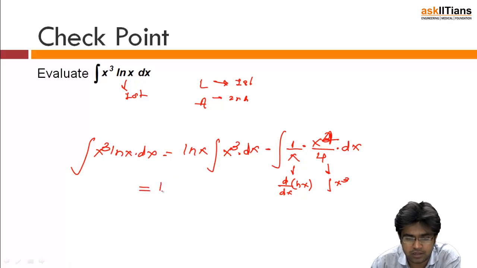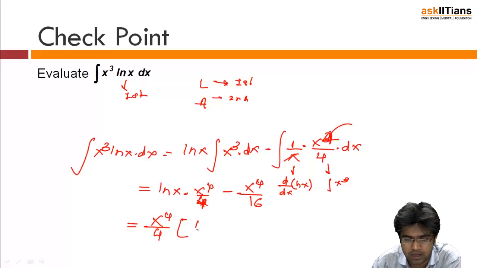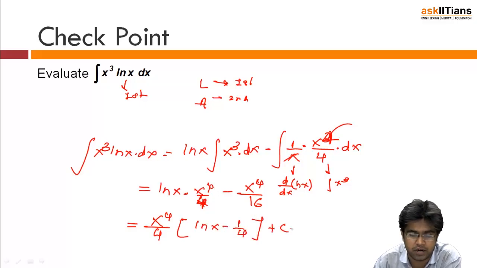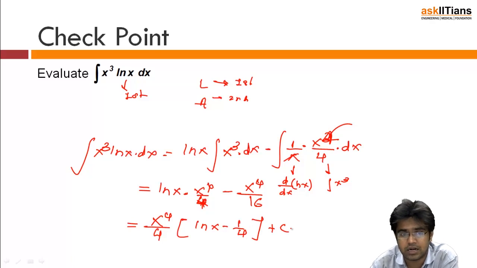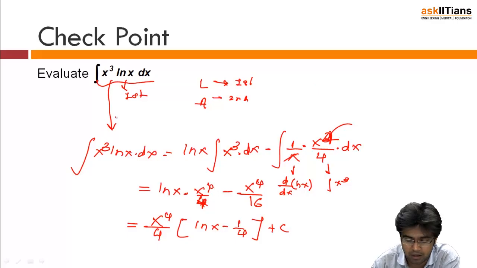So upon integrating further, I am going to get ln x into x to the power 4 by 4 minus, x and x will cancel out, so it will again become x to the power 4 by 16. So that means my answer is x to the power 4 by 4 common, ln x minus 1 upon 4, and then plus a constant of integration. Don't forget it. Okay. So this is how you can directly integrate this function, which couldn't have been integrated if this rule wouldn't have been there.